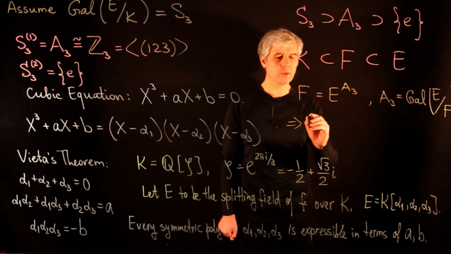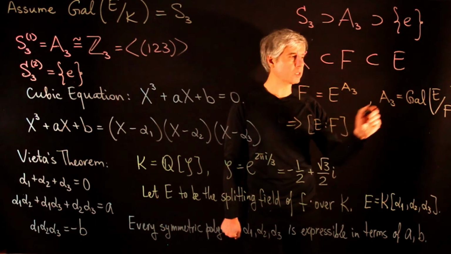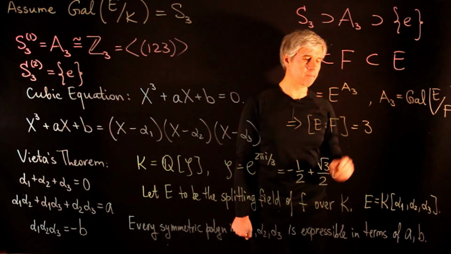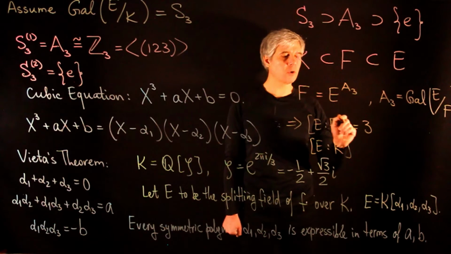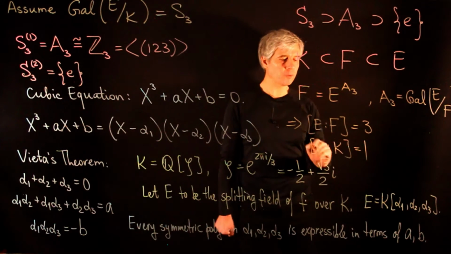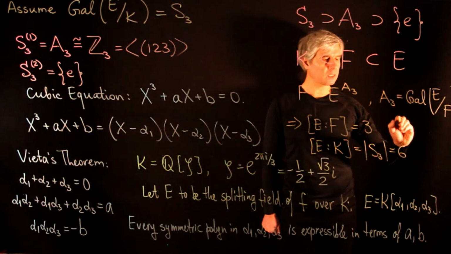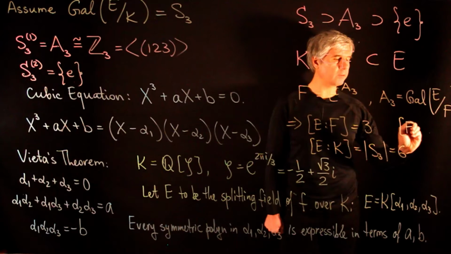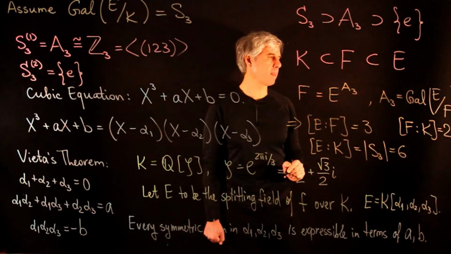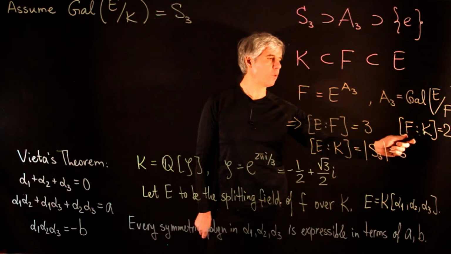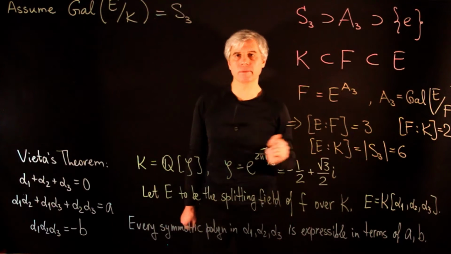This tells us that the degree of the extension E over F is equal to the order of this Galois group, so that is 3. And the degree of E over K is the order of the Galois group of E over K, which is S3, and so that is 6. This implies that the degree of F over K is equal to 2 by multiplicativity. So F is generated over K by a single element of degree 2, and we actually know this element.